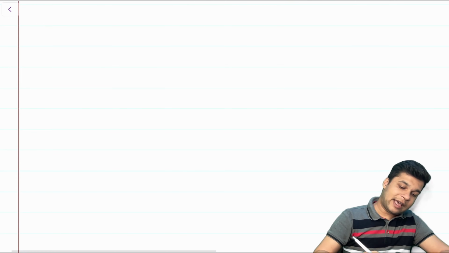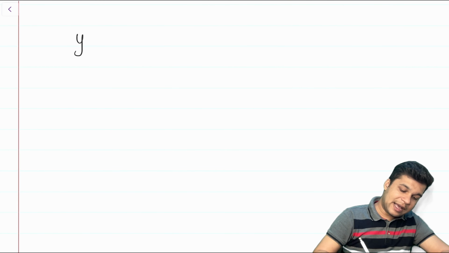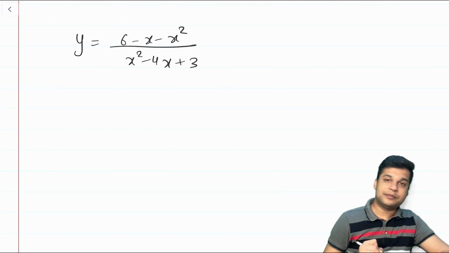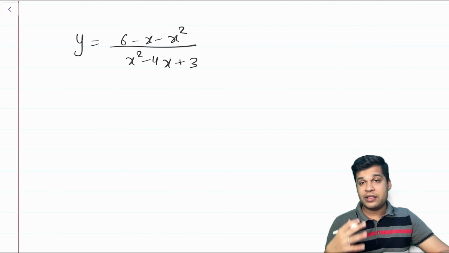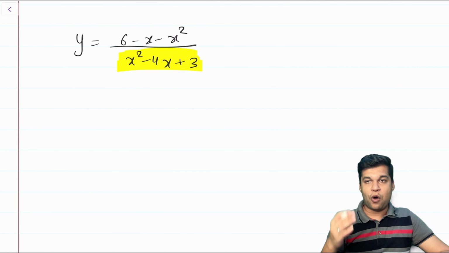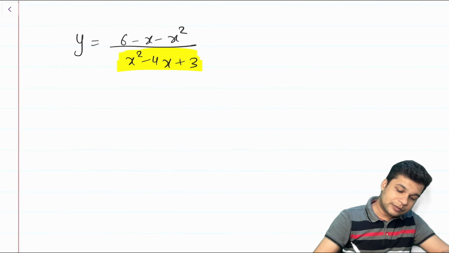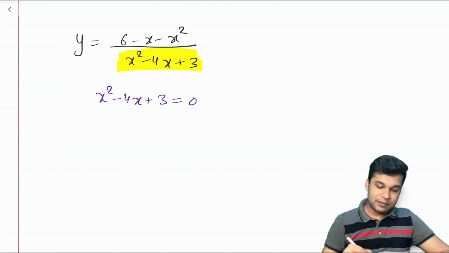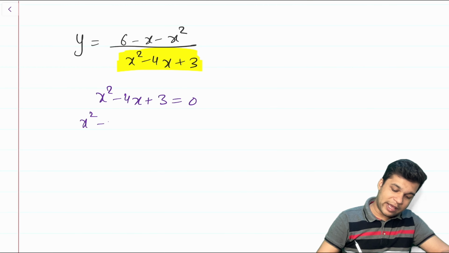Let's say you have an equation: y equal to 6 minus x square divided by x square minus 4x plus 3. Okay, how do I find the vertical asymptote? Very easy. Always equate the denominator to 0. So x square minus 4x plus 3 equal to 0. We'll split the middle term. If you split the middle term, this becomes x square minus 3x minus x plus 3 equal to 0.